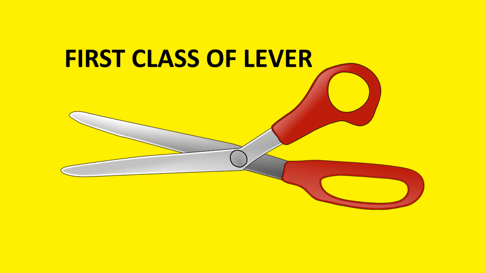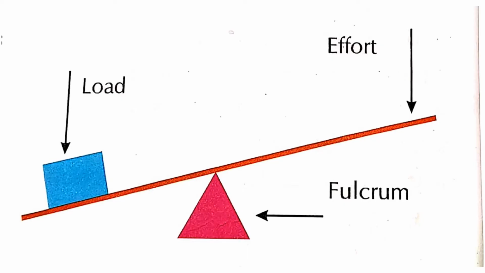Next is first class of lever. First class levers have the fulcrum between the force and the load. In using a screwdriver to lift the lid from a paint tin, you are moving the effort over a greater distance than the load.